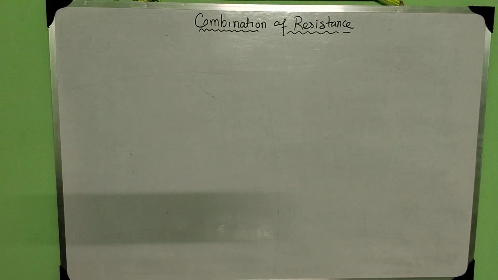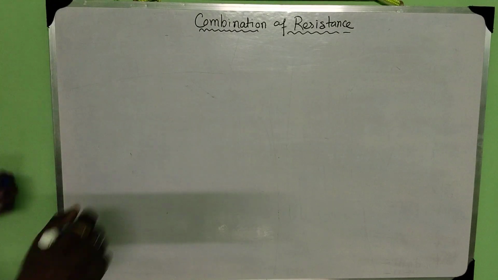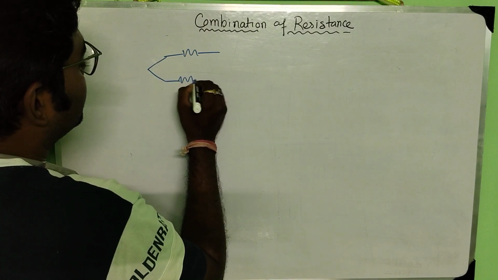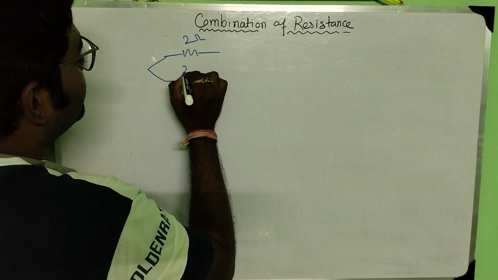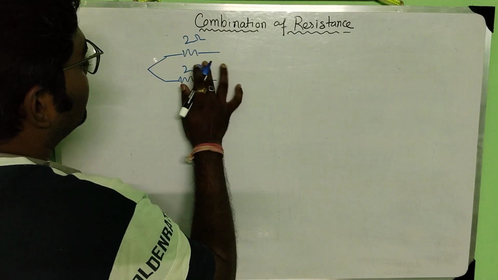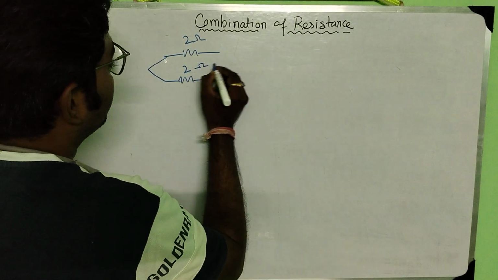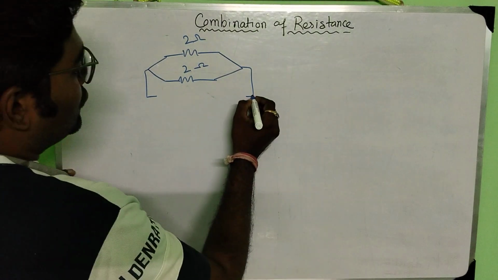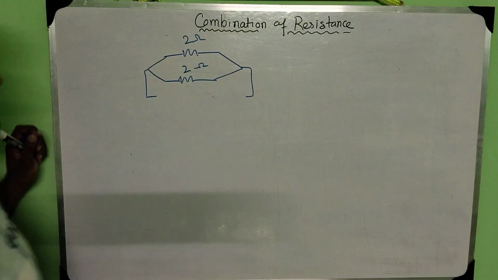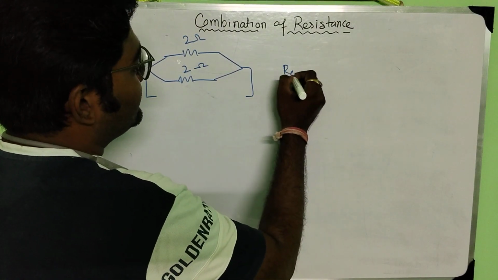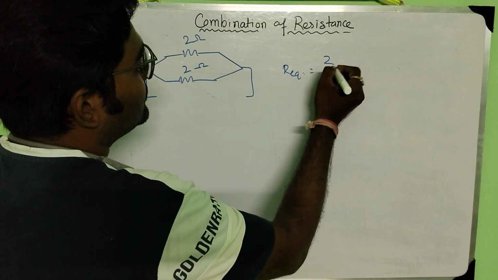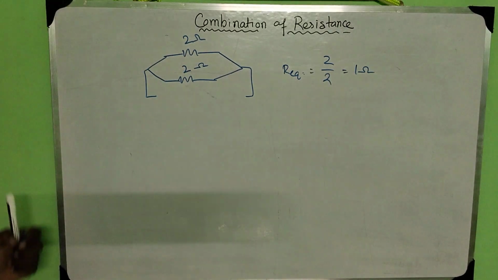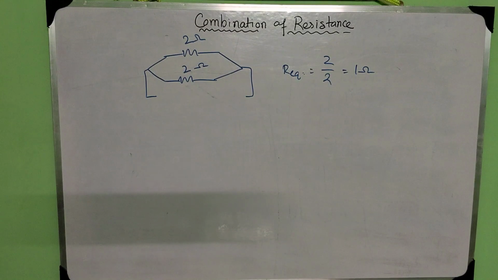Therefore, if I say two resistances, each of 2 ohm, are in parallel combination, then what will the R equivalent be? R equivalent will be 2 by 2, that means 1 ohm. Equivalent resistance is 1 ohm. Okay.